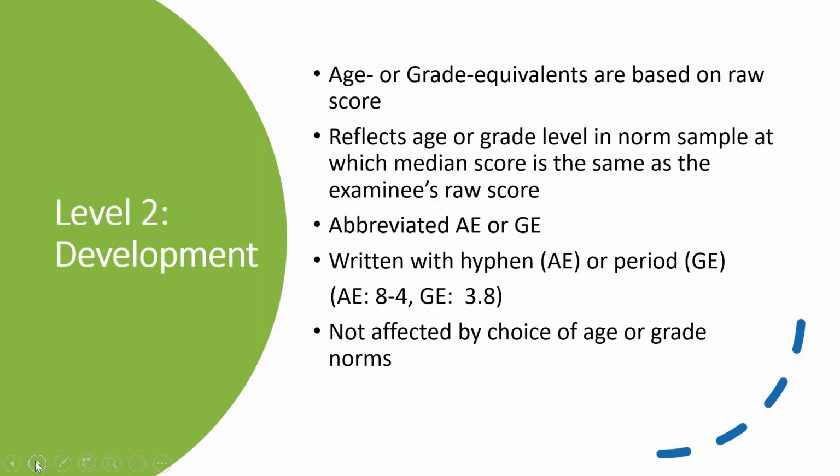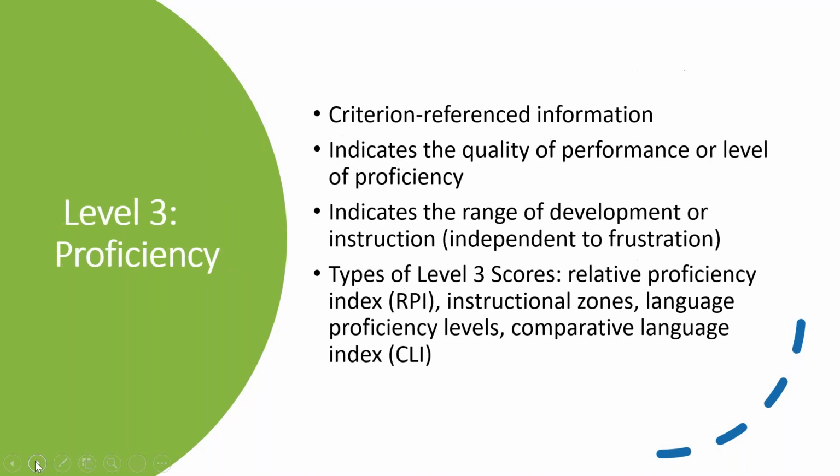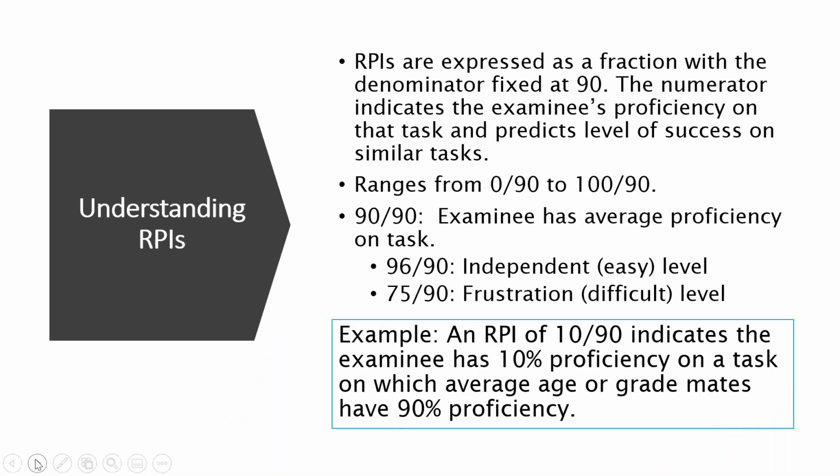And I've talked about level 2, which I'm not a fan of. I'm going to go right past that one. And then level 3 is going to be your criterion referenced information, and it indicates the quality of performance or level of proficiency. And it also indicates the range of development or instruction. So it gives you an understanding of whether that student is performing at the independent level of instruction or the frustration level of instruction, etc. And then, as I mentioned, that RPI falls within this particular area. This is the RPI.